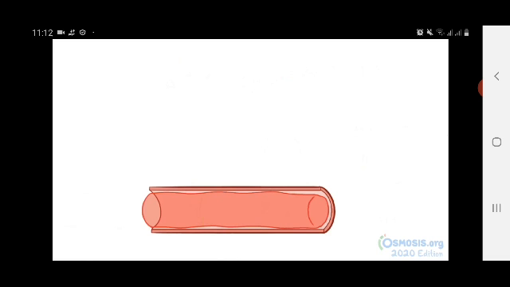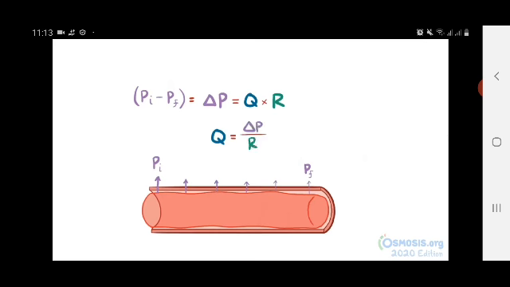Alright, so getting back to blood pressure, blood flow, and resistance, that relationship can be written out mathematically as well. So to start, you have an initial higher pressure at one end, as well as a final lower pressure at the other end. The difference between these pressures, or initial minus the final pressure, sometimes expressed as delta P, equals blood flow through that vessel multiplied by resistance. This can also be written as Q equals change in pressure over resistance.